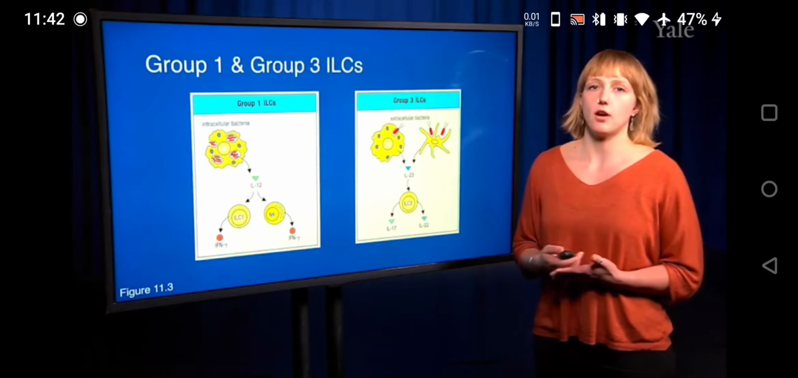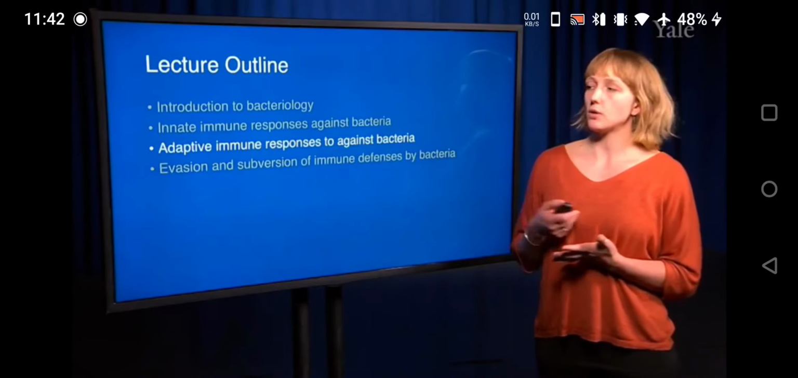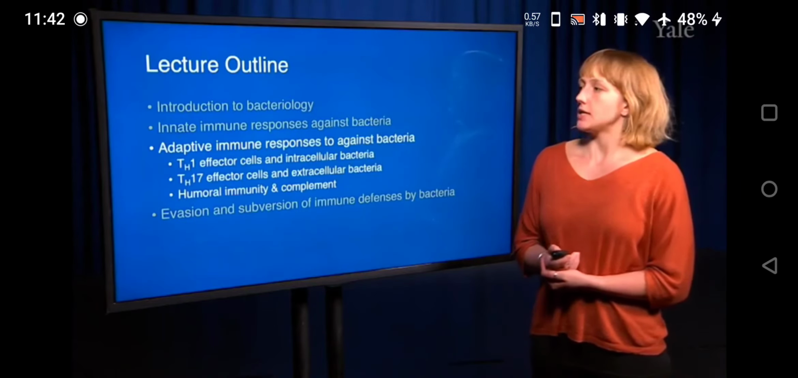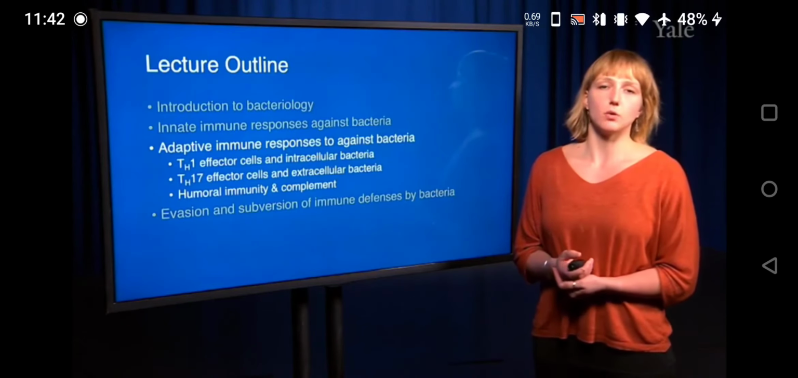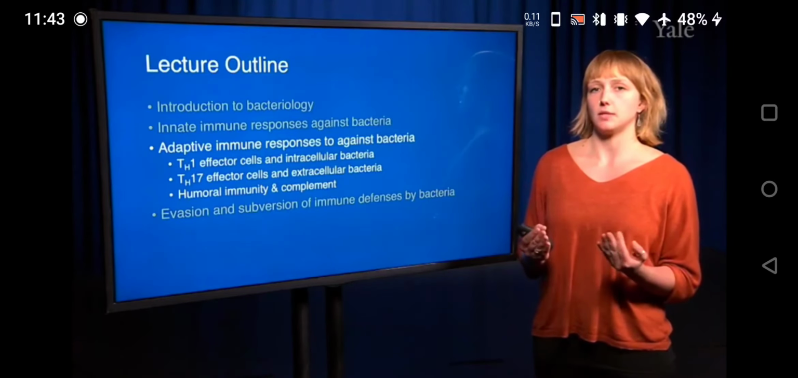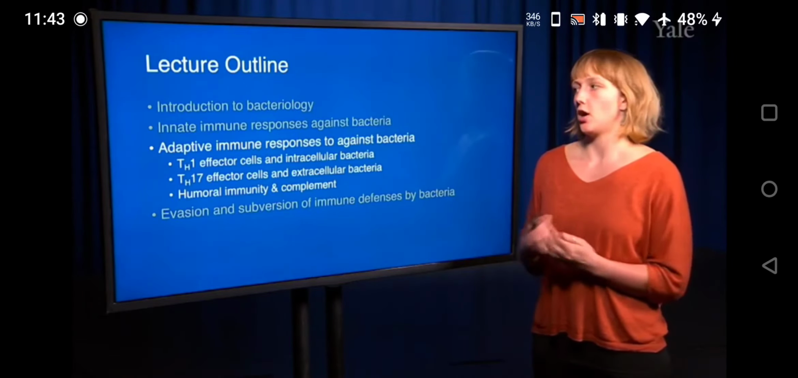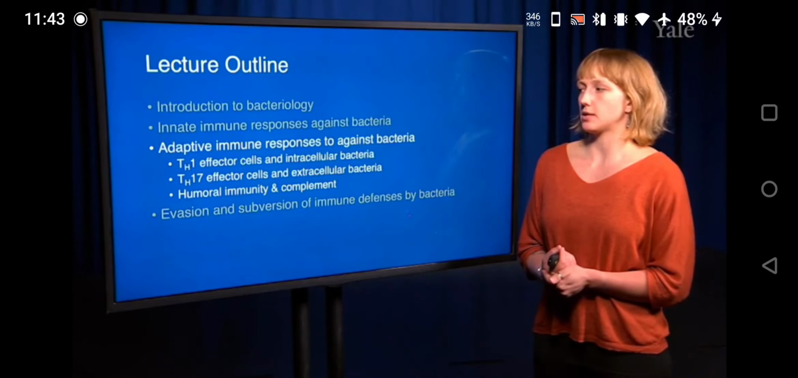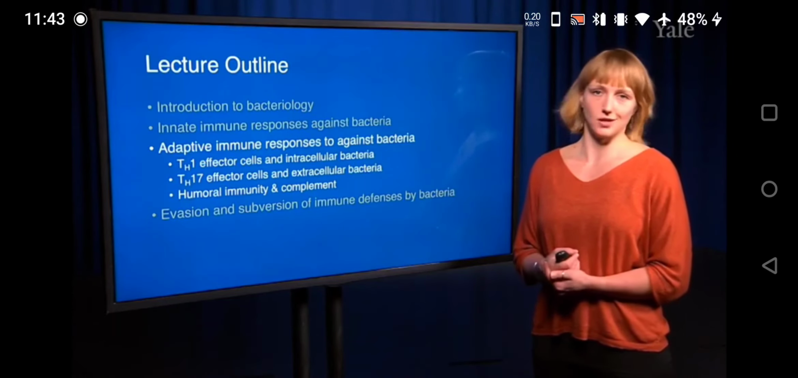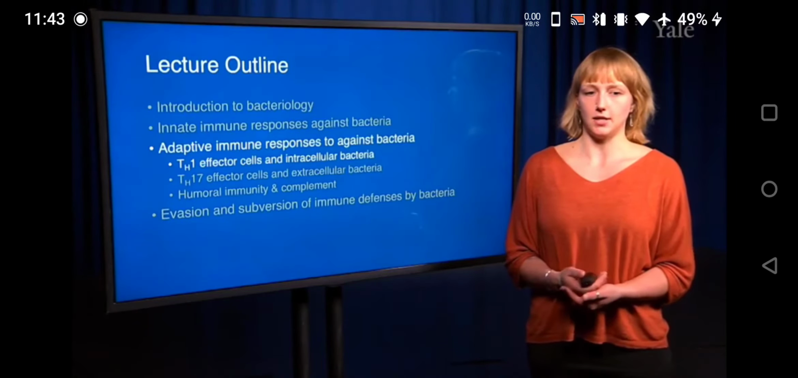So now that we've covered the major components of the innate immune response to bacteria, let's jump into the adaptive immune response against bacteria. Now, the major players depend on what kind of bacteria you have. And as we went through the different innate immune responses to intracellular versus extracellular bacteria, we're also going to go through the different adaptive immune responses to intracellular and extracellular bacteria. So let's start with intracellular bacteria.